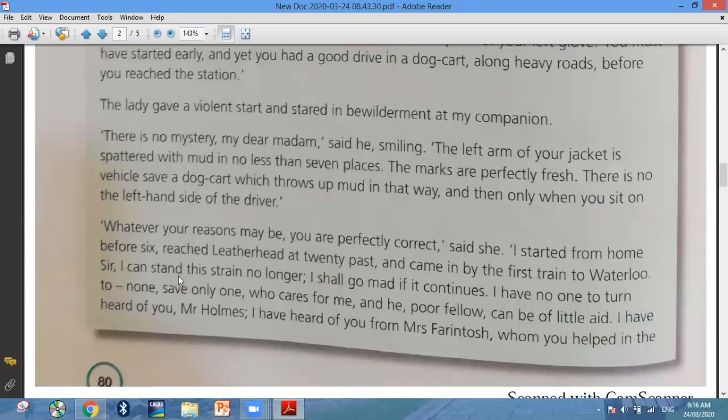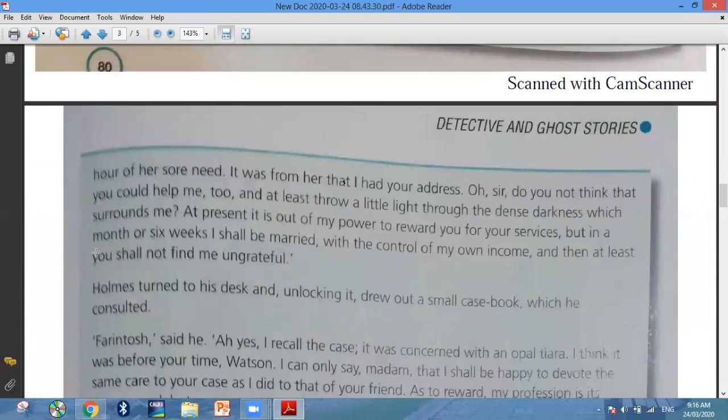Sir, I can stand this strain no longer. I shall go mad if it continues. I have no one to turn to, none, save only one who cares for me, and he, poor fellow, can be of little aid. I have heard of you, Mr. Holmes. I have heard of you from Mrs. Farintosh, whom you helped in the hour of her sore need. It was from her that I had your address. Oh, sir, do you not think you could help me too, and at least throw a little light through the dense darkness which surrounds me? At present it is out of my power to reward you for your services. But in a month or two I shall be married, with the control of my own income, and then at least you shall not find me ungrateful."